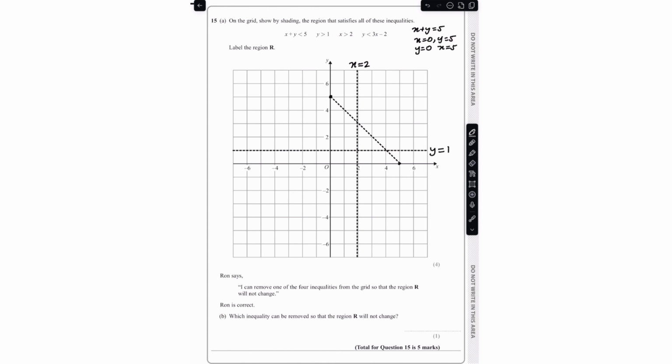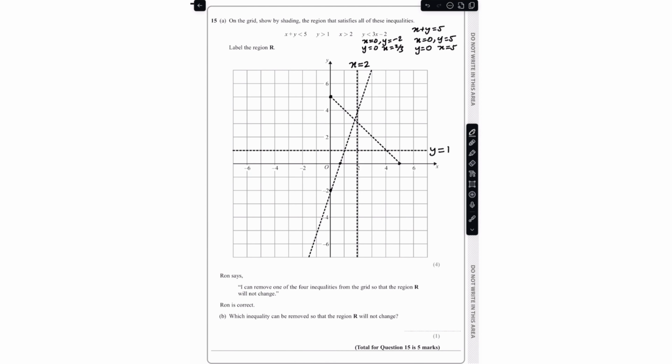And when I join these two points, it should look something like this. And I'll repeat the same thing for y is less than 3x - 2. So in this case, when x equals 0, y equals negative 2, and when y equals 0, x equals 2 over 3. So I'm plotting the points (0, -2) and (2/3, 0). So (0, -2) will be here on the y-axis, and (2/3, 0) will be somewhere here on the x-axis. So all I need to do is draw a straight line through those points, and that will look something like this. And then I can also extend it here.